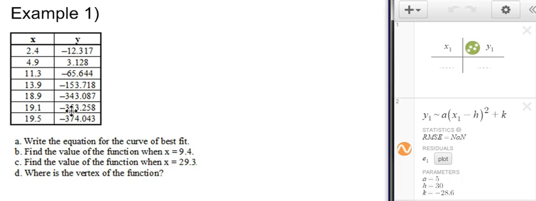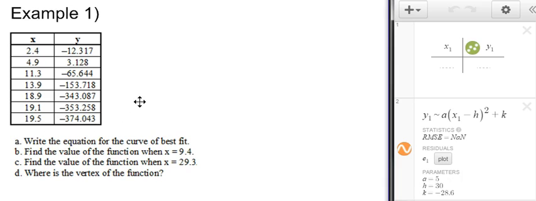We're given a set of data and we are asked to write the equation for the curve of best fit. So that is, find the regression model for this. Give me an equation for it. And then we're to find the value of the function when x is 9.4, which you'll notice is not one of my given values, and for when x is 29.3, which you'll notice is way beyond any of the given values that I have there.